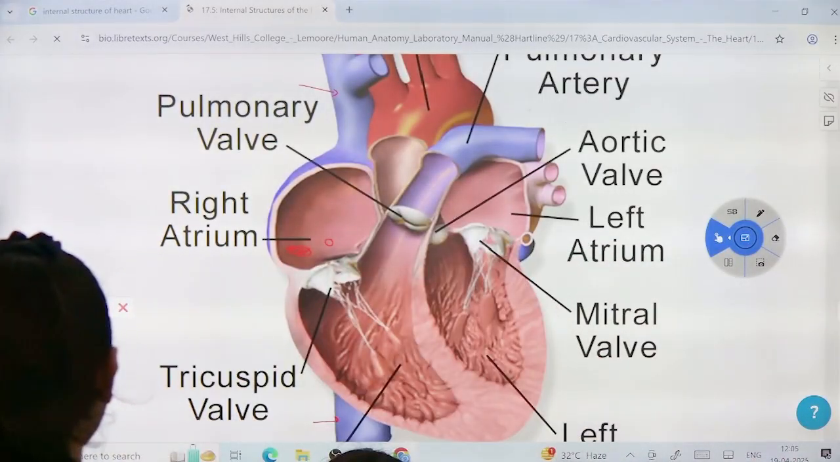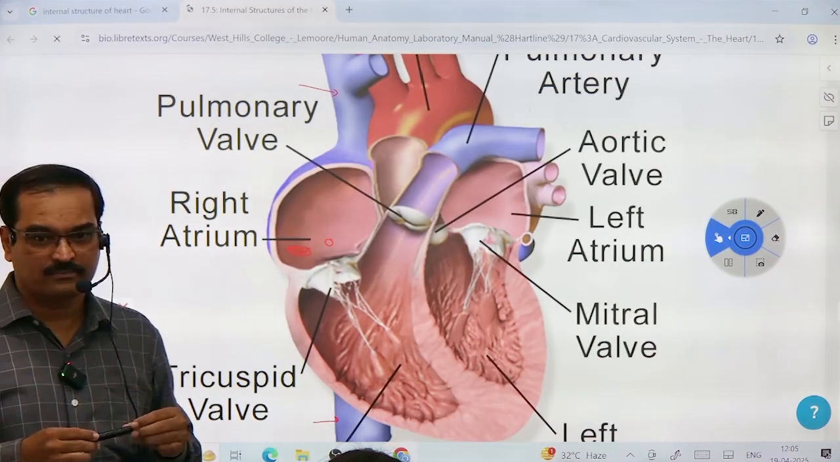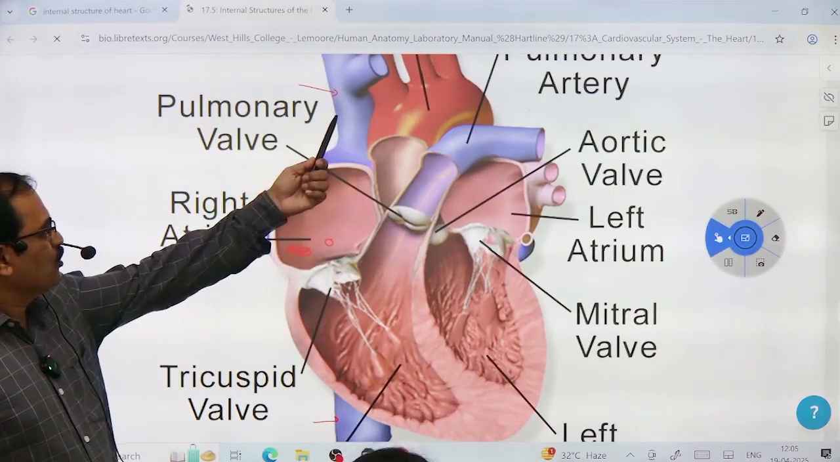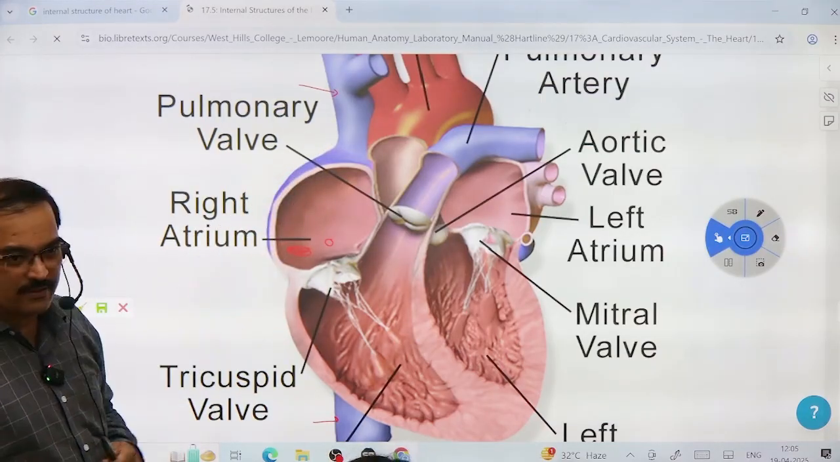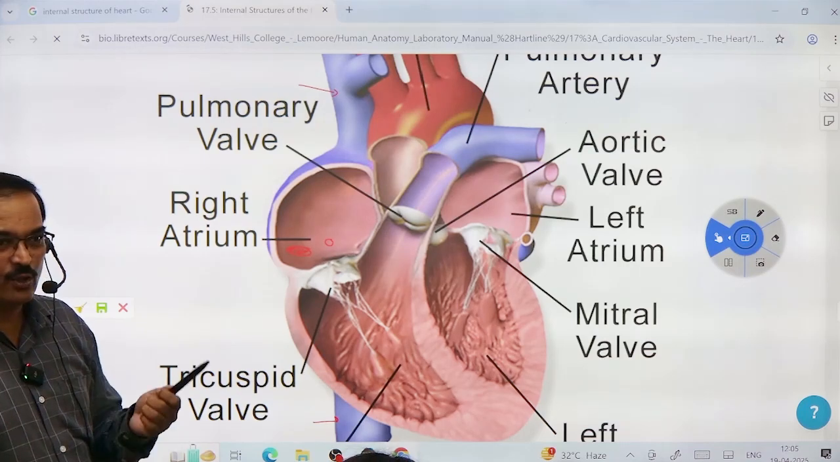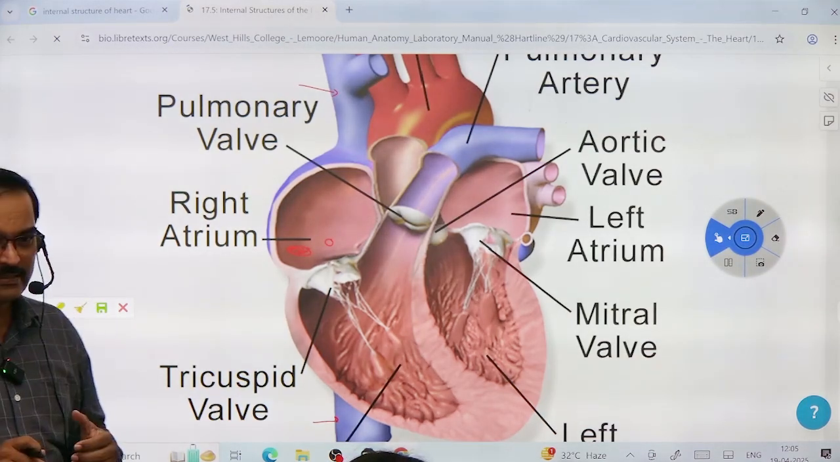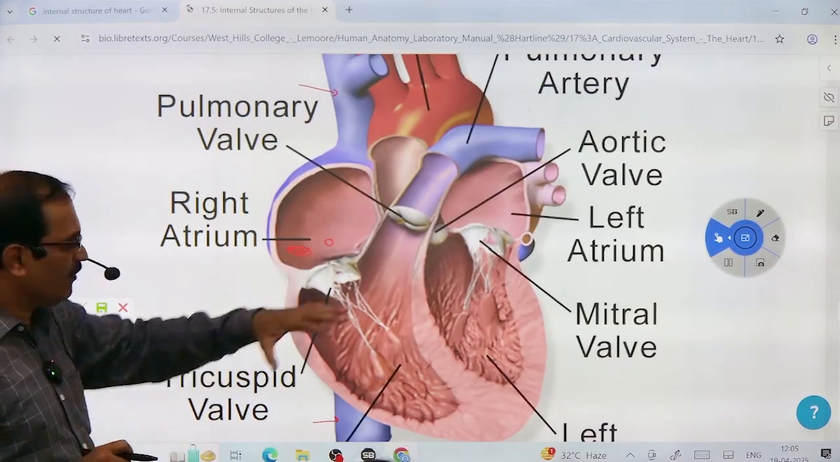One more vein opens in the right atrium. What is the name? Right coronary. Three veins open in the right atrium: superior vena cava, inferior vena cava, and what is the third? Coronary sinus or coronary vein. What is the function? It collects deoxygenated blood from the heart.